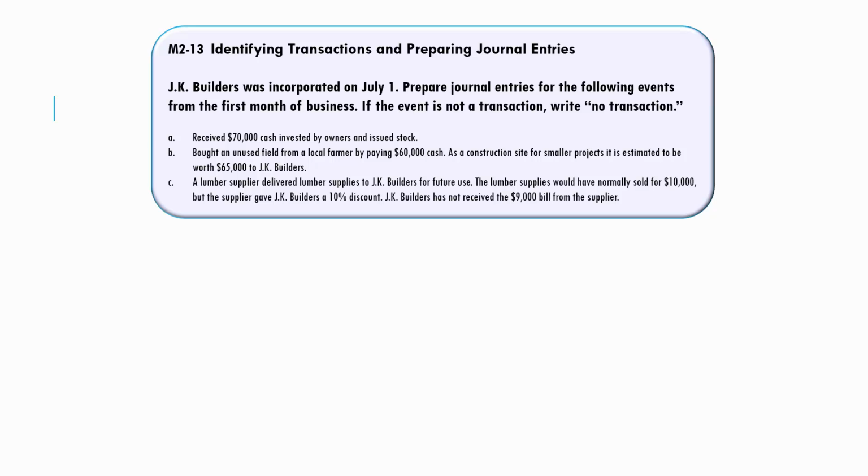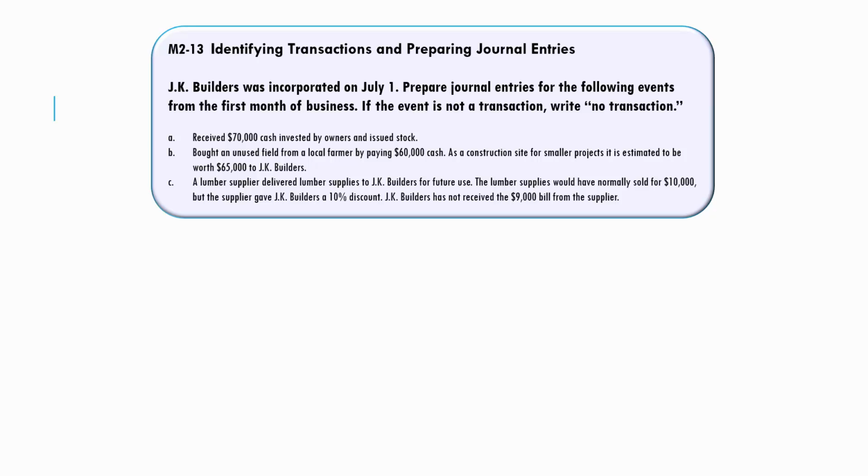In the first one, we are receiving $70,000 cash that is invested by owners, and we're issuing stock. It's very similar to what we had in the PowerPoint. So we know that the accounts that are going to be affected here will be cash and common stock. And we know that cash will go up, and cash is an asset, which is going to be on that left side.